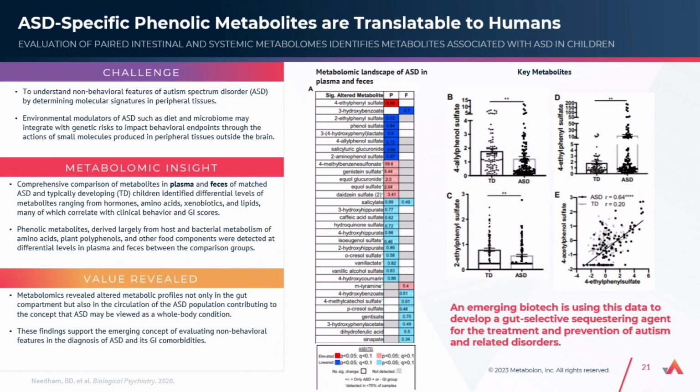So the approach, and I'll touch on this very briefly, but it's highlighted in red here at the bottom, was not really to prevent the production of this metabolite as a therapeutic avenue. It was simply to get rid of this metabolite from the system. Basically, the emerging biotech is using this data to develop a gut-selective sequestering agent. The treatment simply absorbs 4-EPS and these other phenolic compounds, which allows them to be excreted so that they cannot be reabsorbed and affect the host in a negative way.